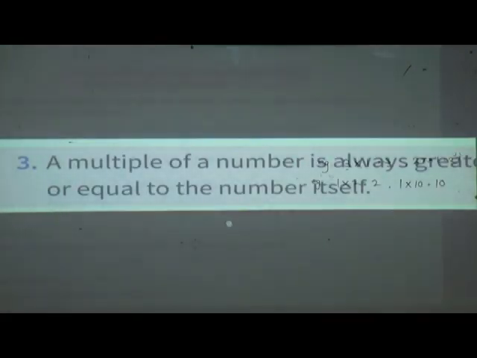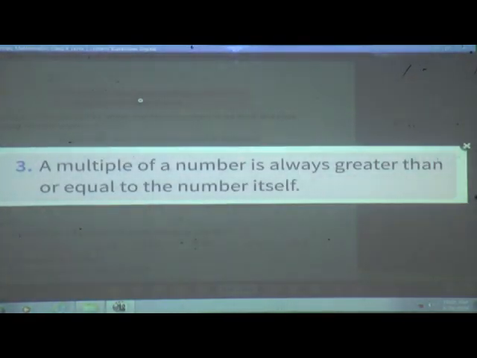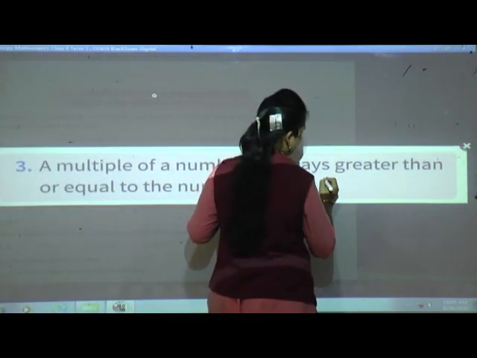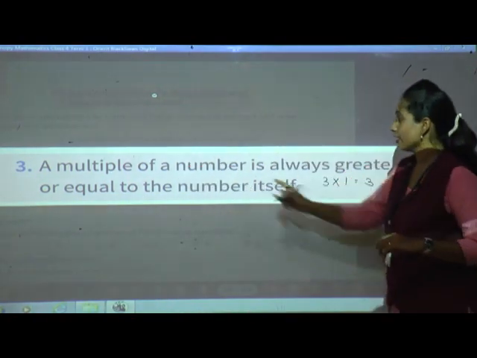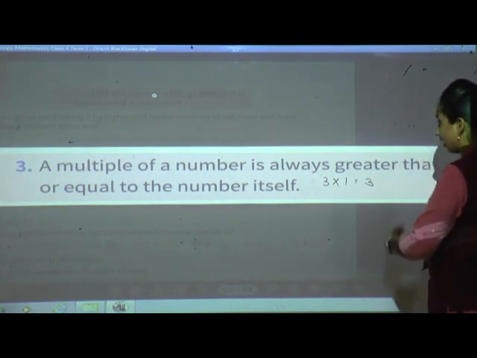Here see, a multiple of a number is always greater than or equal to the number itself. What they are saying, a multiple of a number is always greater than or equal to the number itself. Now for example, I'll take the 3 table. 3 ones are 3, isn't it?